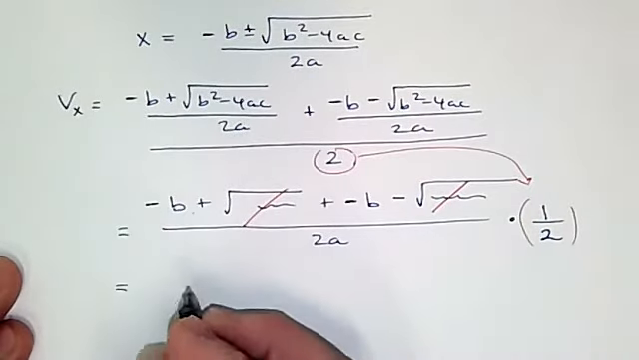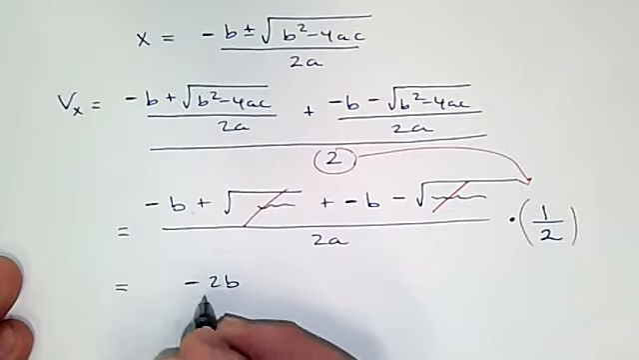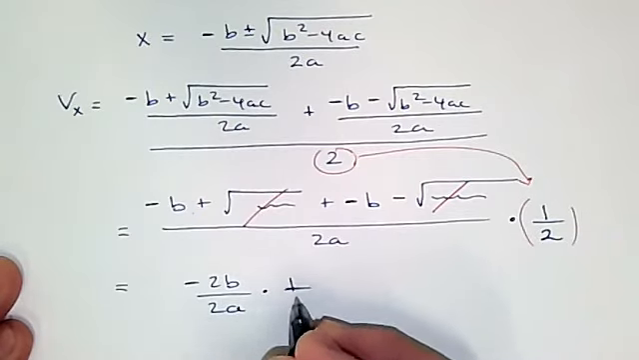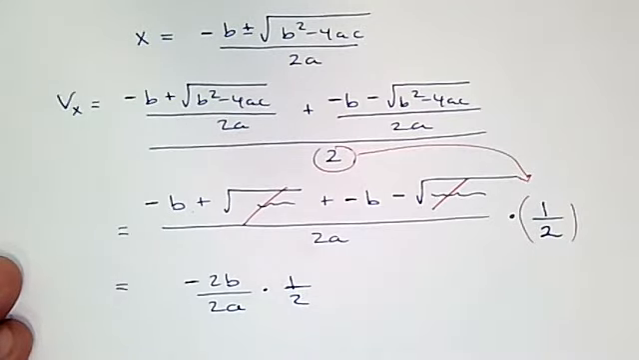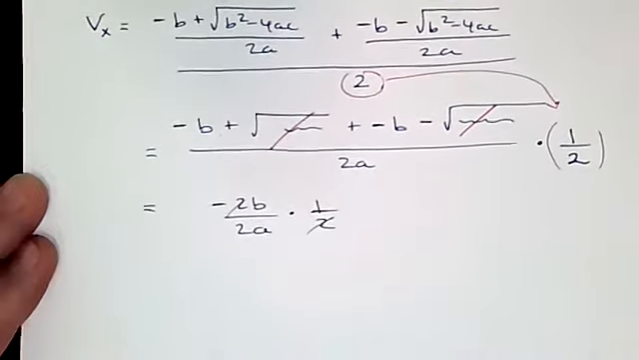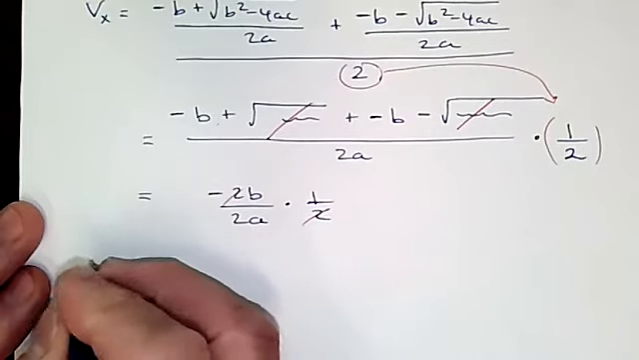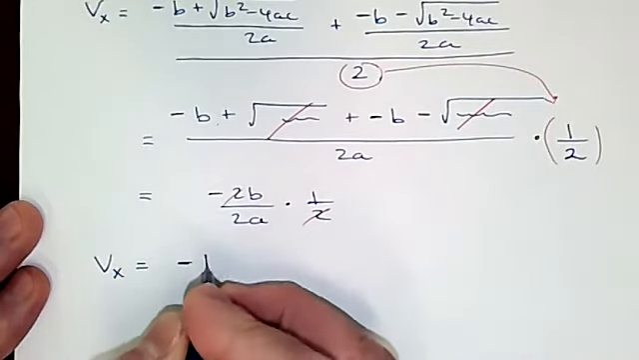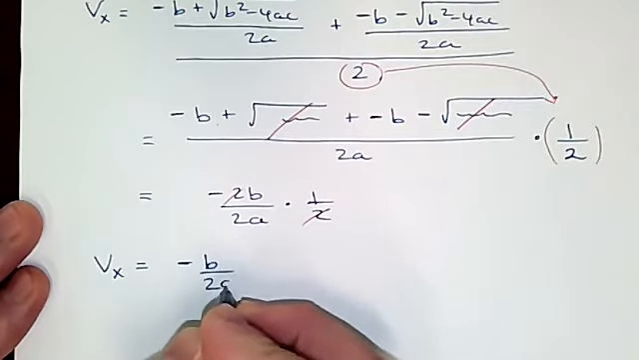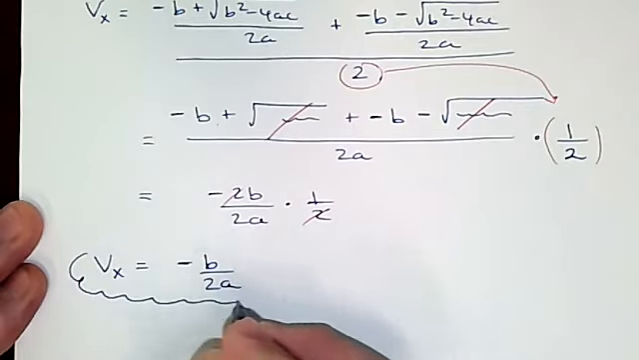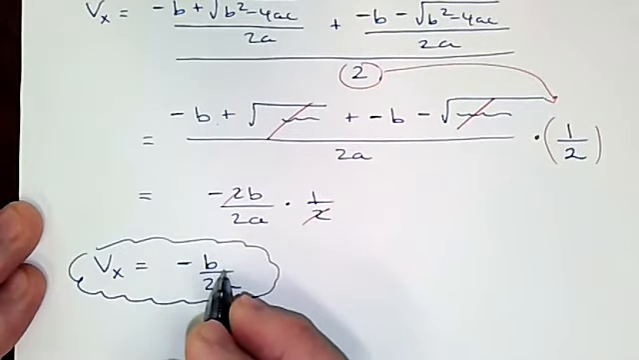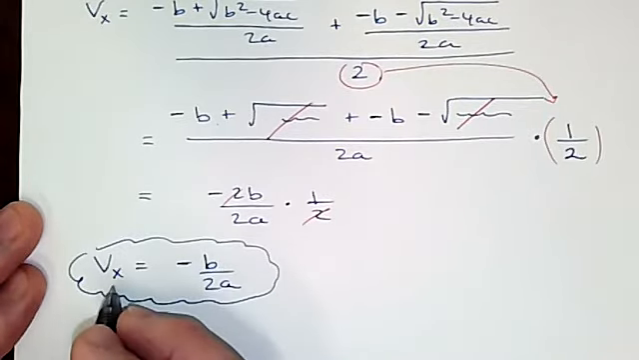Negative b plus negative b gives me negative 2b divided by 2a. And if I times that by 1/2, I get those two to cancel. And what I find is v sub x, the x coordinate of my vertex, is always going to be, this is the shortcut I was referring to, or the quick way, negative b over 2a. That will give me the x coordinate of my vertex.